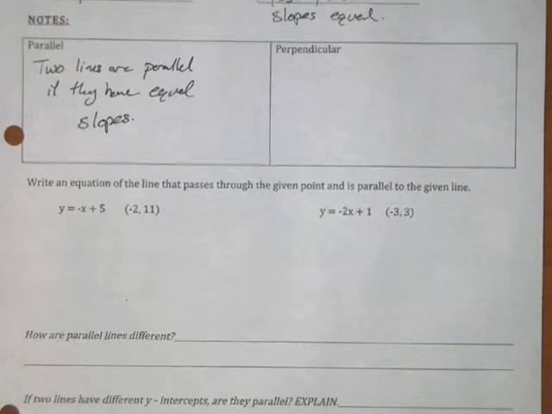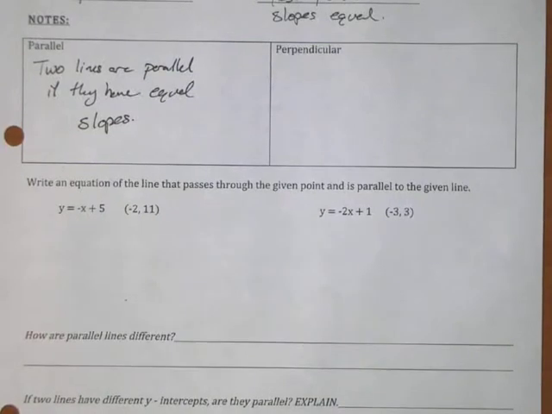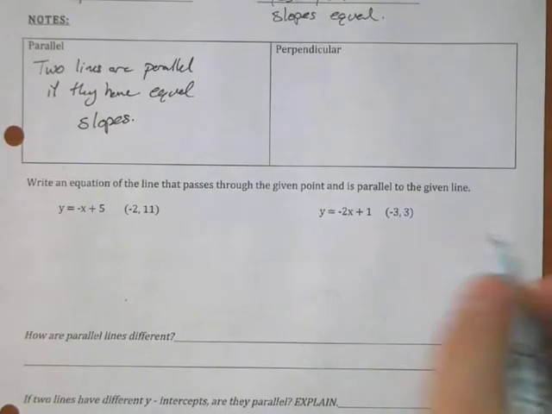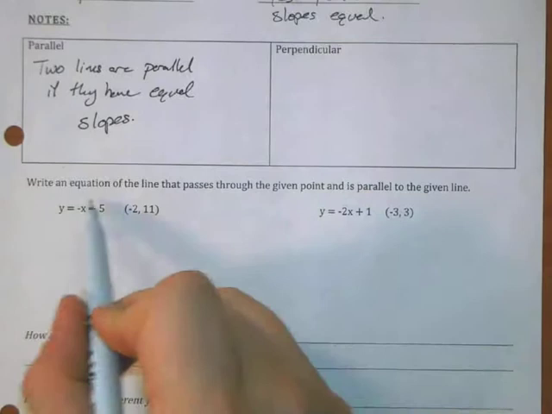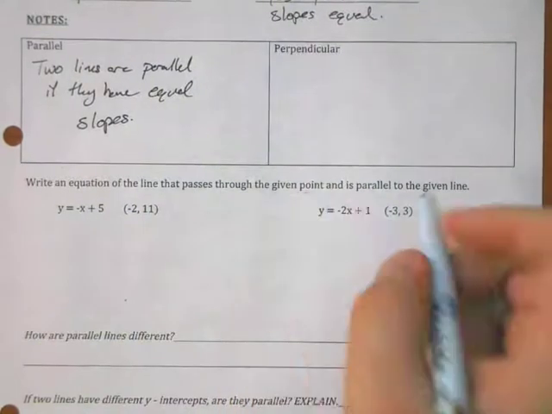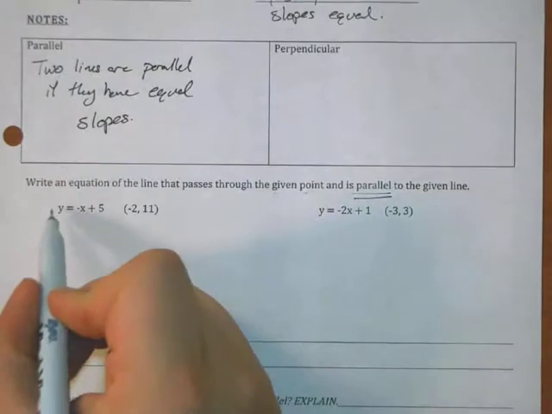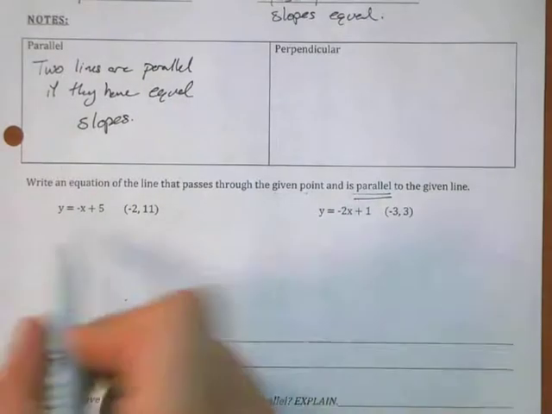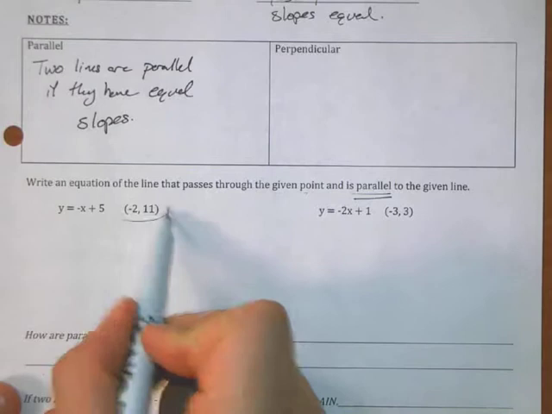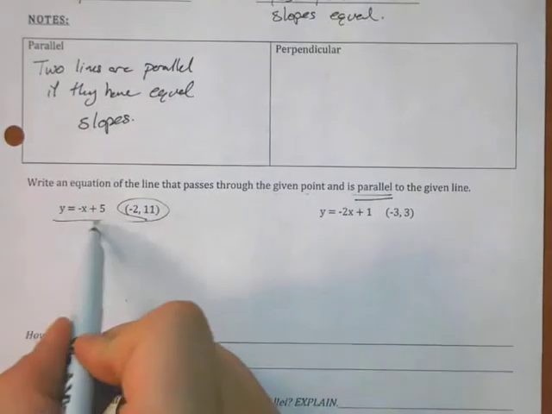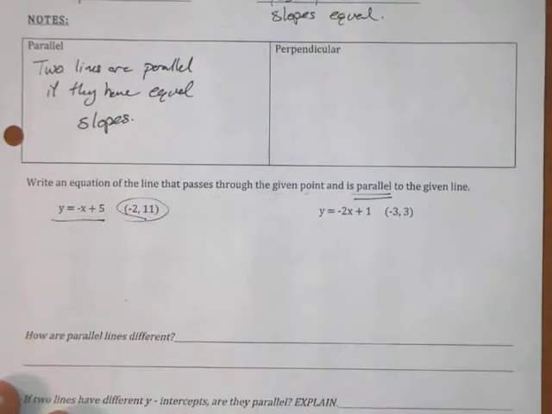The two main goals for today, we're going to write equations of lines that have relationships to other lines. We'll start with parallel, because we've already done a little bit with parallel. We're going to write an equation of a line that passes through this point and is parallel to a given line. So, say in our first example here, we want to write an equation that goes through this point and is parallel to this line.